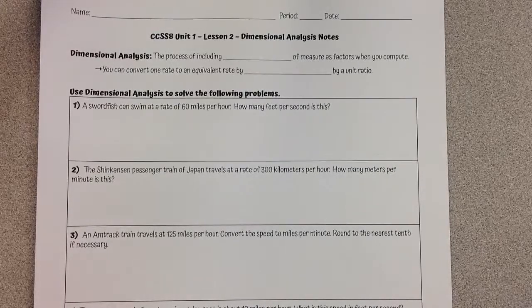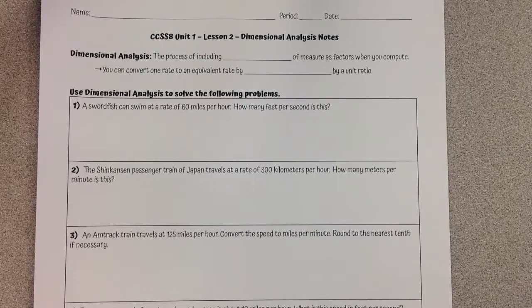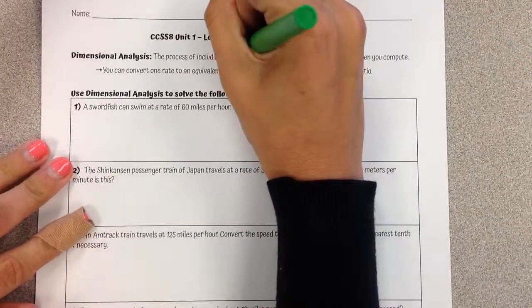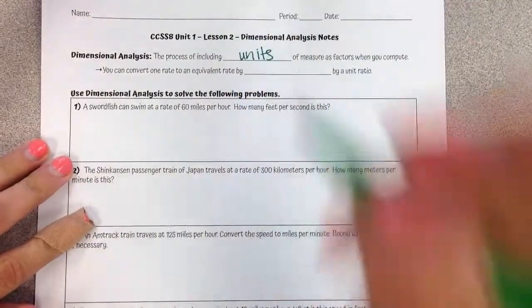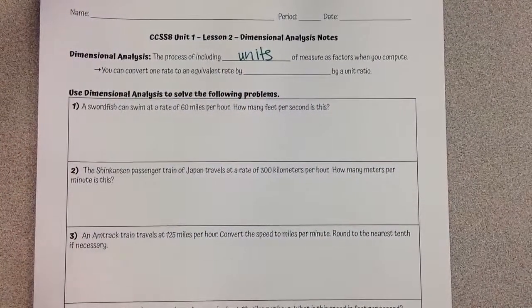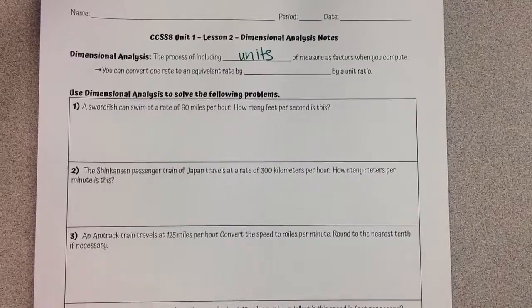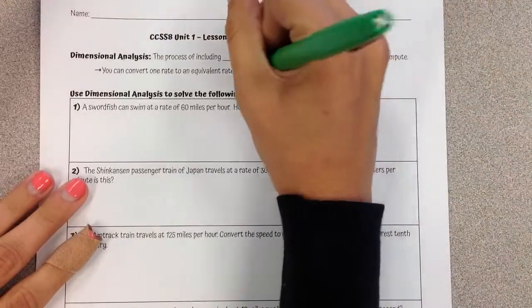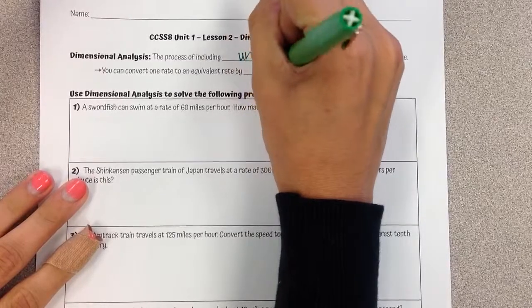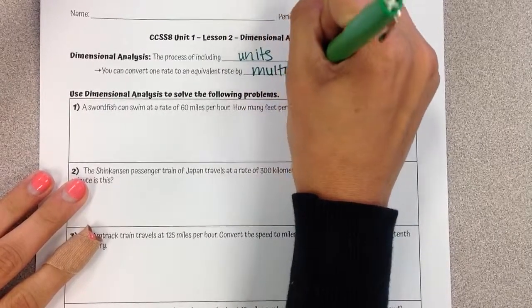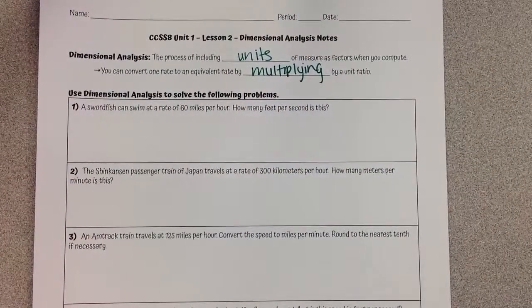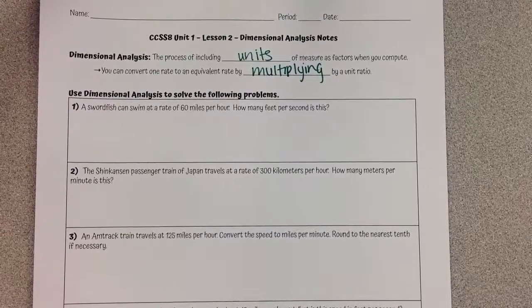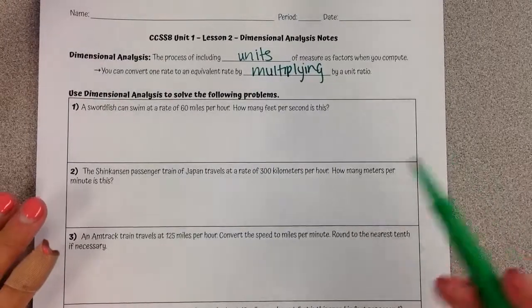Today we're going to look at dimensional analysis. Dimensional analysis is the process of including units of measure as factors when you compute. So you can convert one rate to an equivalent rate by multiplying by a unit ratio. We're going to use these units to show how they cancel out.